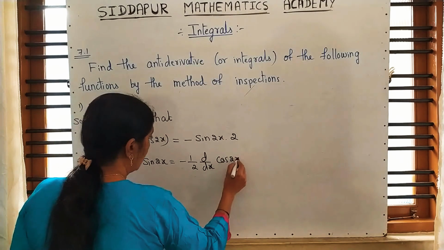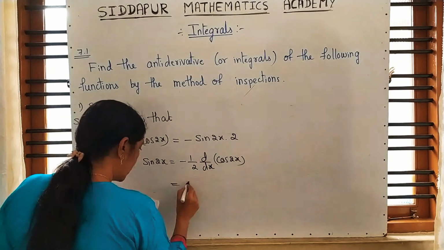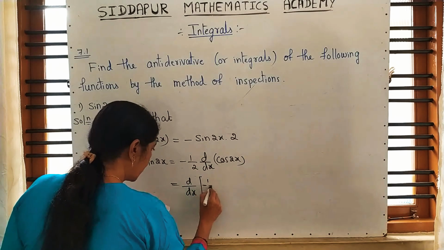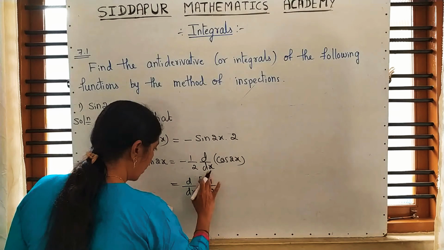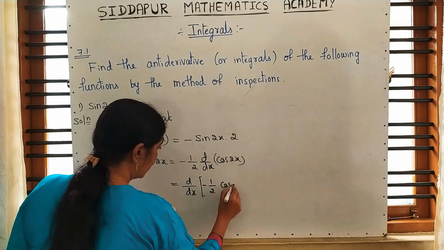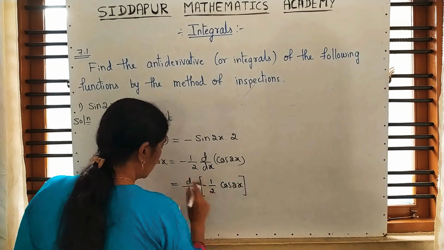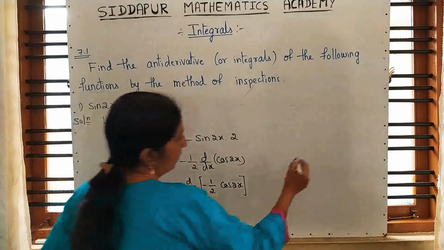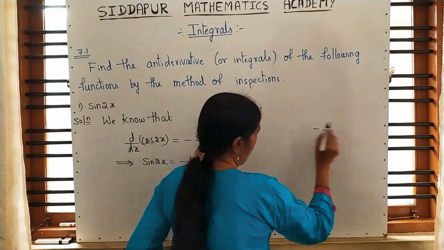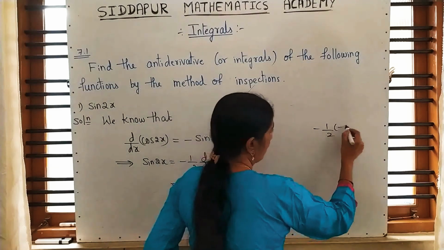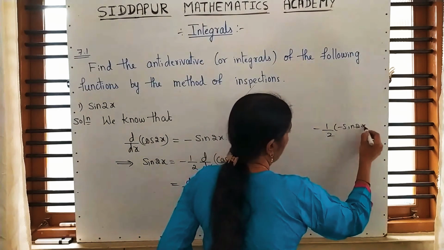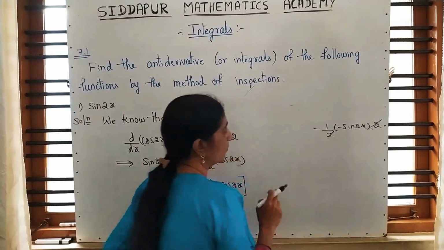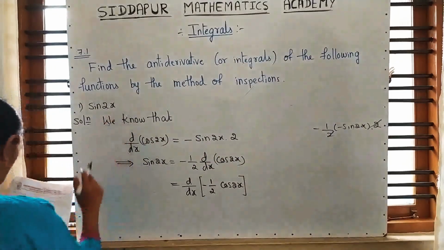And anyhow, 1 by 2 is a constant. This we can write like this. With the minus sign, remember, that is very important. That means when you differentiate this, you will get sin 2x. Understood? See here. Minus 1 by 2 we kept as this. Differentiation of cos 2x is minus sin 2x, into differentiation of 2x is 2. They get cancelled. Minus into minus becomes plus. You got sin 2x or what?